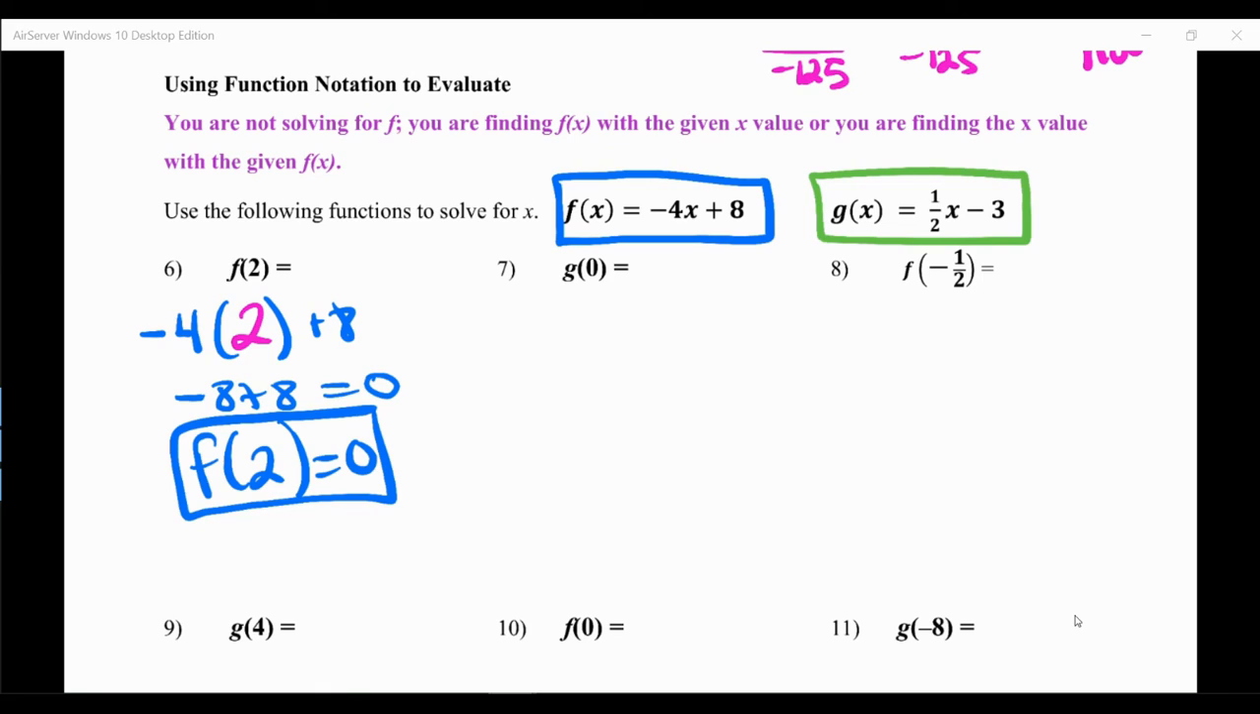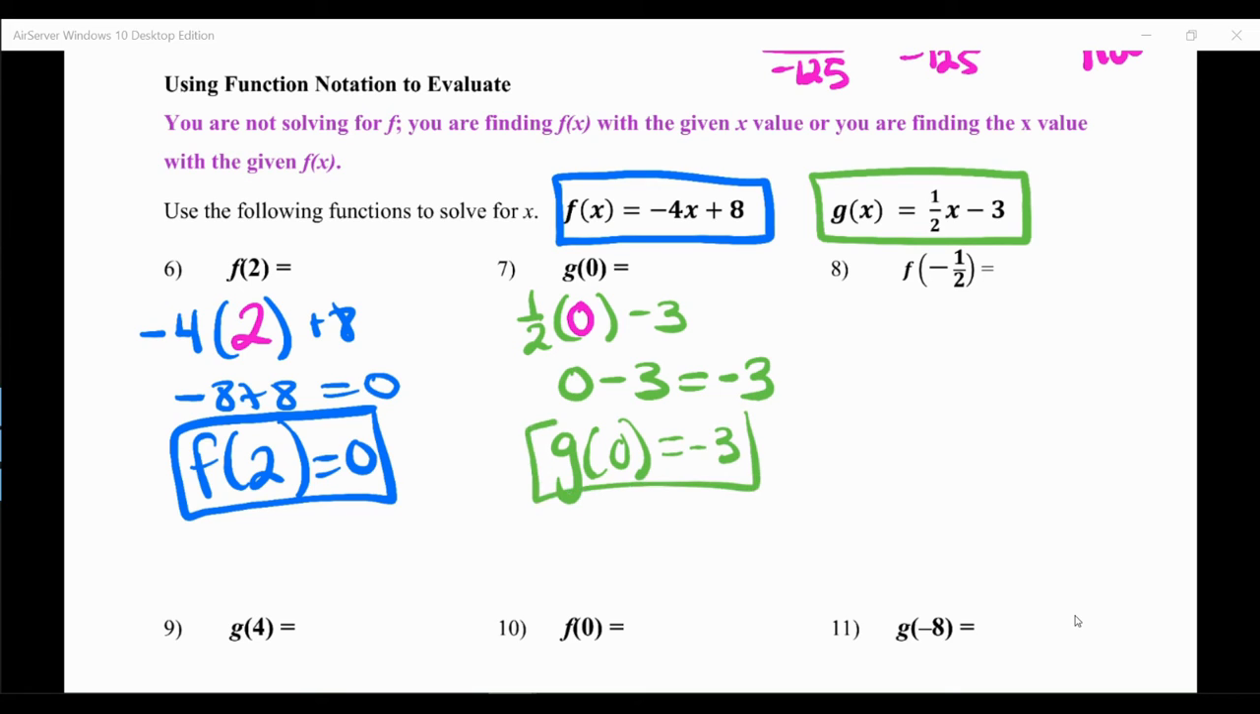Now for the g function, we want to evaluate g of 0. What is the value of the function when x equals 0? One half times 0 is 0. 0 minus negative 3 is negative 3. So g of 0 equals negative 3.